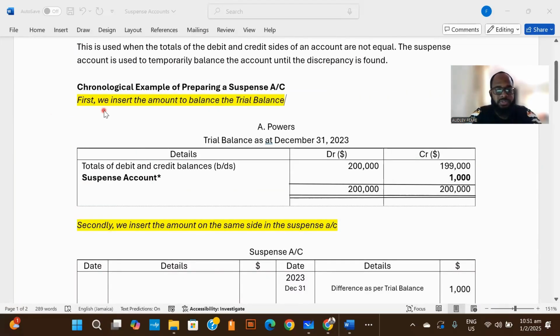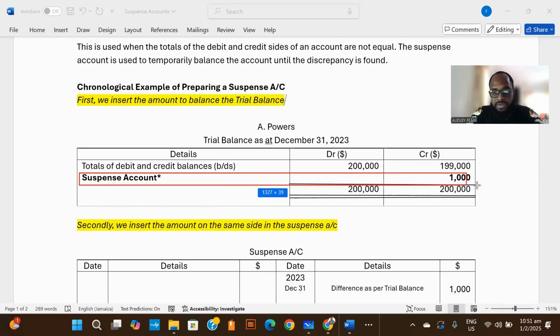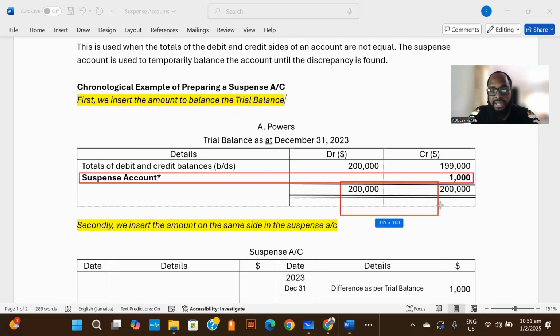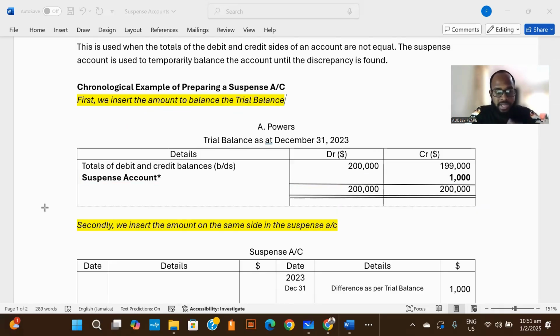The first thing we do is insert the amount to balance the trial balance. So here's A Powers' trial balance as at the 31st of December 2023. The total of the debit side is $200,000, but the credit side is $199,000. So we're $1,000 short. So we insert the amount to balance the trial balance. We put the difference on the side that was shorter, and that allows us to have a balance here of $200,000. Okay, so I hope that is clear.